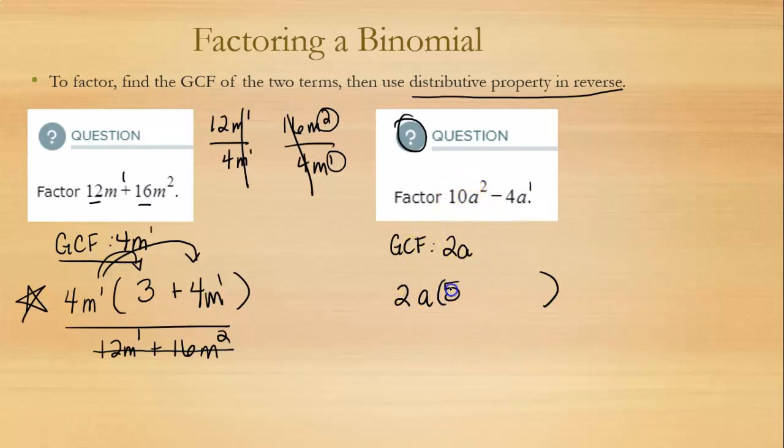10 divided by 2 is 5. a squared divided by a is a to the 1, because we subtract with exponents when we divide. 4 divided by 2 is 2, and a to the 1 divided by a to the 1 gives me a to the 0, which is just 1. They cancel out. This is your solution right here, but to show you what we're doing in reverse, if I were to reverse this, 2 times 5 is 10, a to the 1 times a to the 1 is a squared, 2 times 2 is 4, times a to the 1 is just a to the 1, which is what we started with.